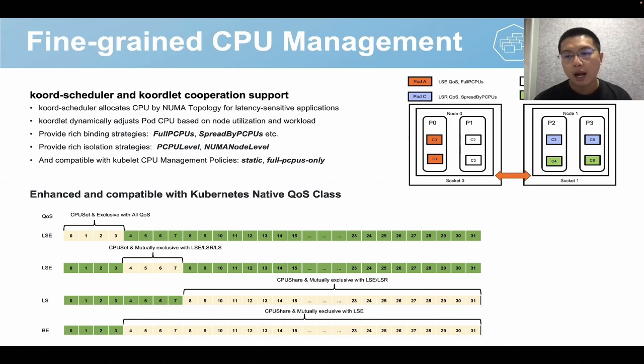other QoS classes. LS adopts the CPU share model, sharing a group of CPUs among common latency-sensitive workloads, while a group of CPUs is shared by best effort workloads. Similar to LSR, these CPUs can also be used by the best effort QoS class. Best effort uses all CPUs except those allocated by LSE. Koordinator scheduler and koordlet cooperate to support the model and provide CPU binding strategies and isolation strategies. It is also compatible with the Kubernetes CPU management policies.